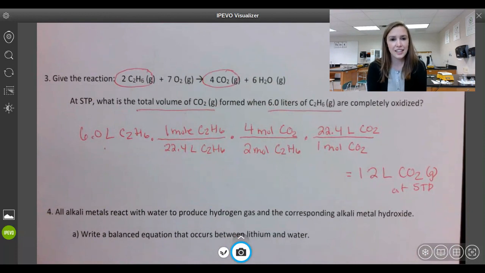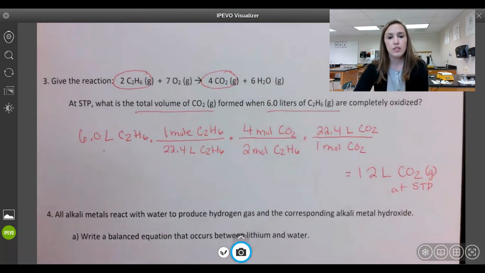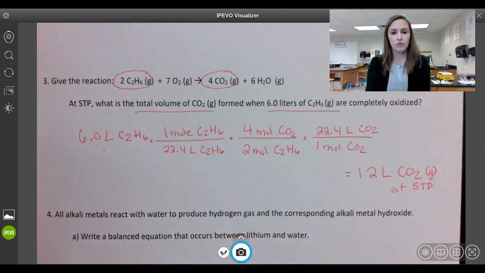All right, so that is it. Just basically building off of what we did in the previous lessons and adding in this mole relationship that the equation gives us.